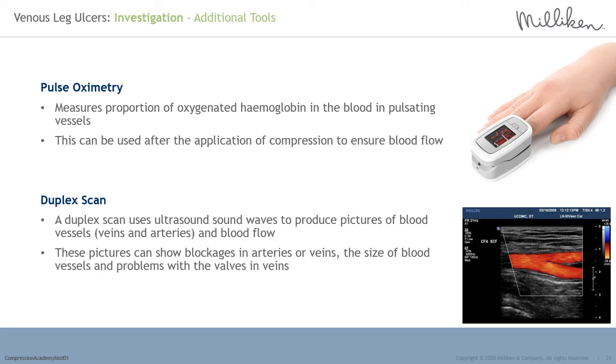Duplex scan has become increasingly utilised and accessible as a more accurate assessment of blood flow. A duplex scan uses ultrasound sound waves to produce images of the blood vessels and blood flow. The duplex images are able to provide a more comprehensive assessment by showing blockages in arteries and veins, the vessel size and shape, and problems within the valves, and is deemed a more reliable tool.